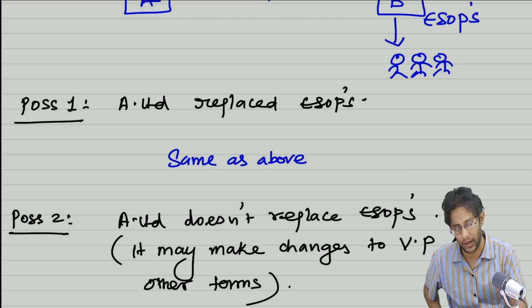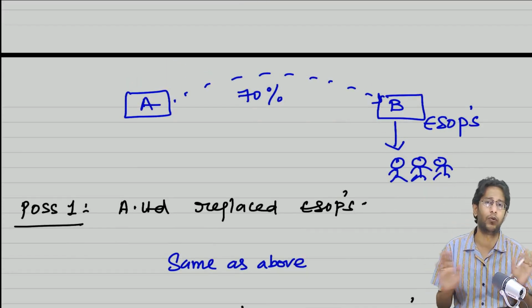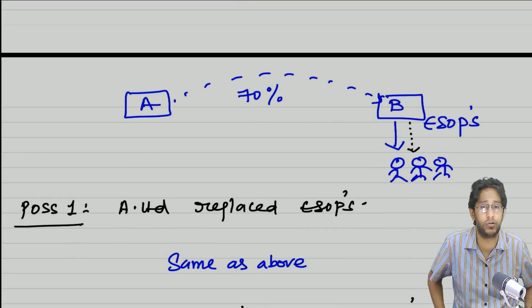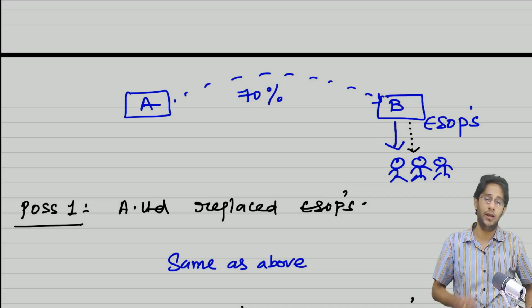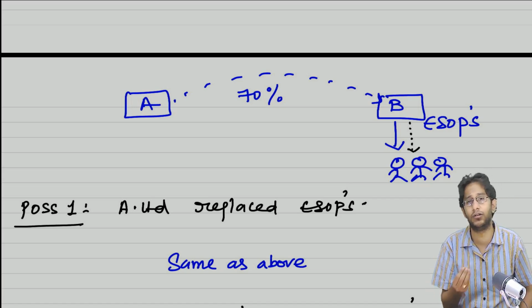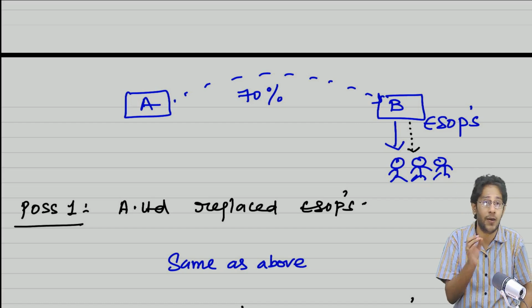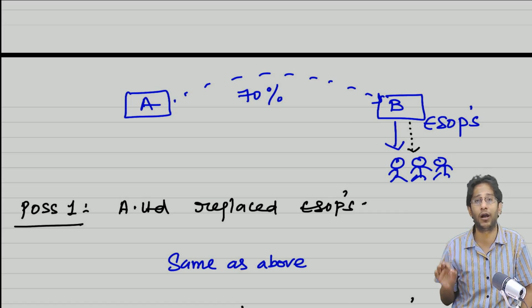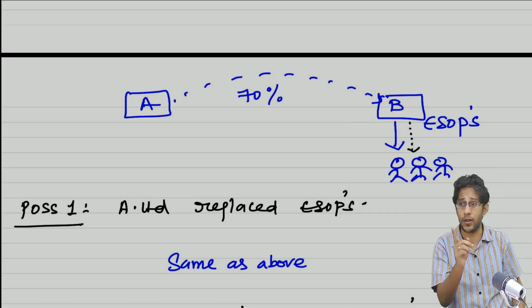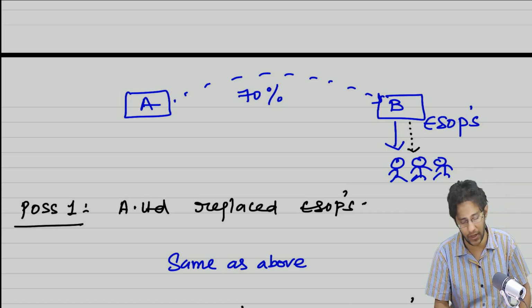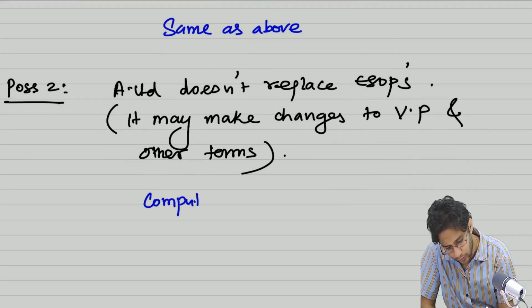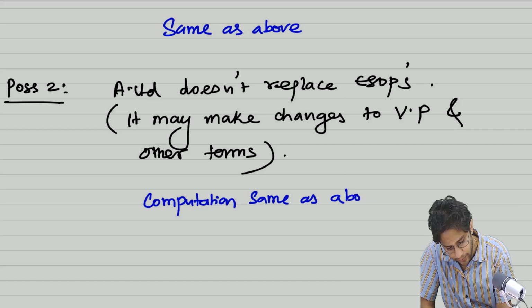A Limited is controlling. But after 2 years, A Limited won't issue shares. B Limited only will issue shares. That means the ultimate obligation to issue shares is there on B Limited only. A Limited is changing some terms and conditions of the ESOP. It can change, it may not change. But the ESOP's obligation is not taken over by the acquirer. The ESOP's obligation is still there with B Limited only, the acquiree only. In this case also, you will do the computation same as above.